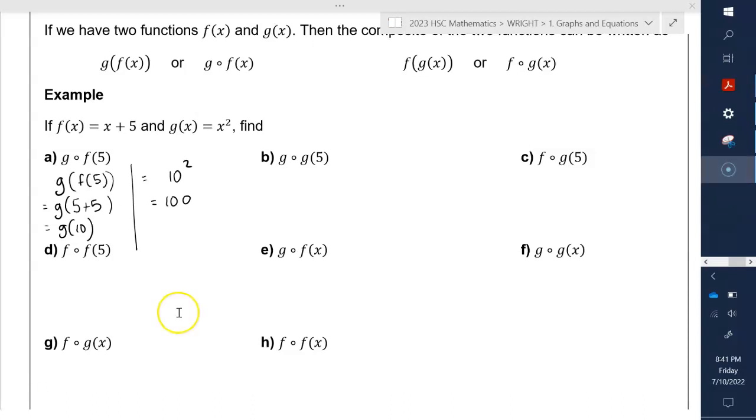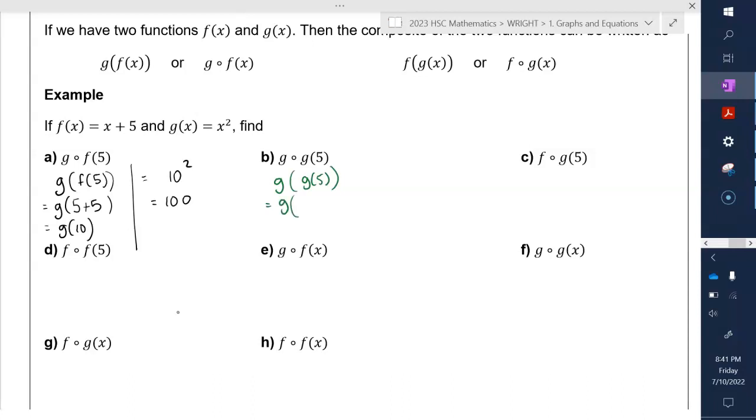That's our first one. Okay, so B is g of g of 5, which is equal to, well, what's g of 5? This part in here, g of 5 is 5 squared. So it's going to be g of 5 squared, which is g of 25. Let's move over to the next column, which is g of 25. What was g of x? G of x was x squared, so g of 25 is 25 squared, which is 625.